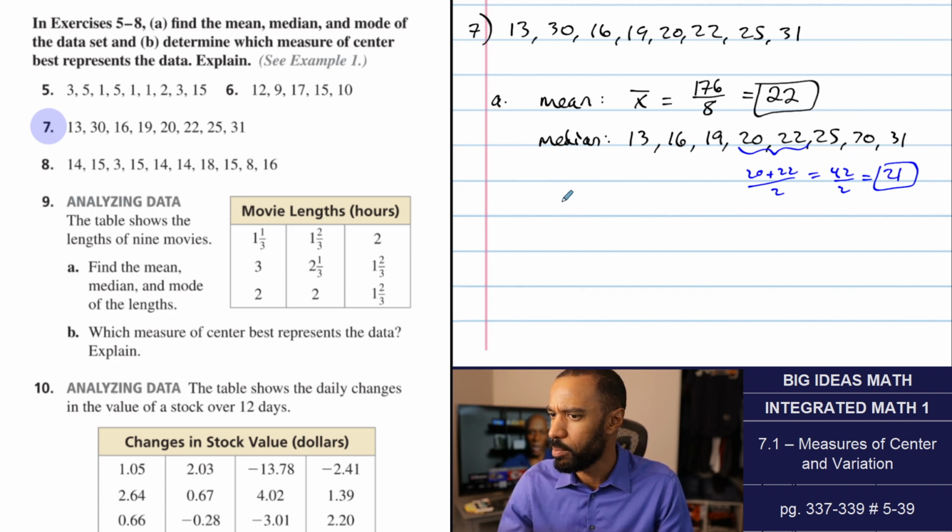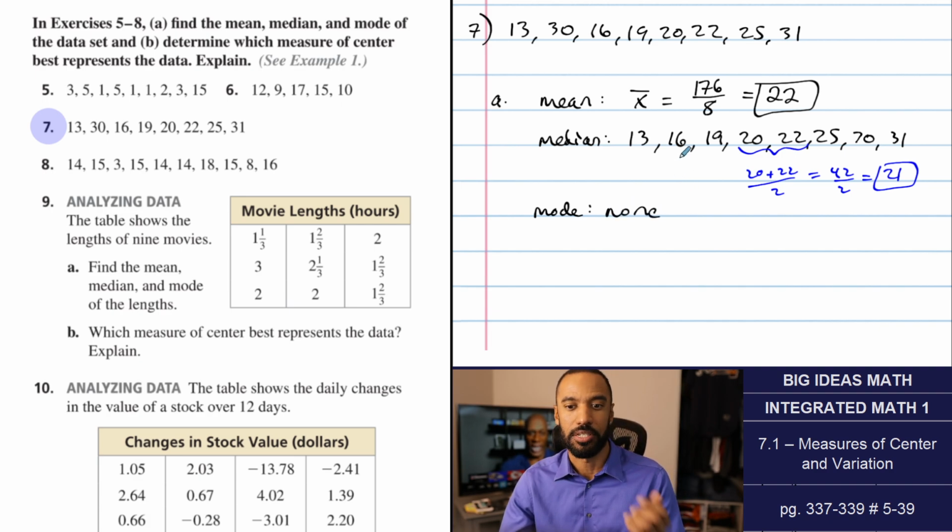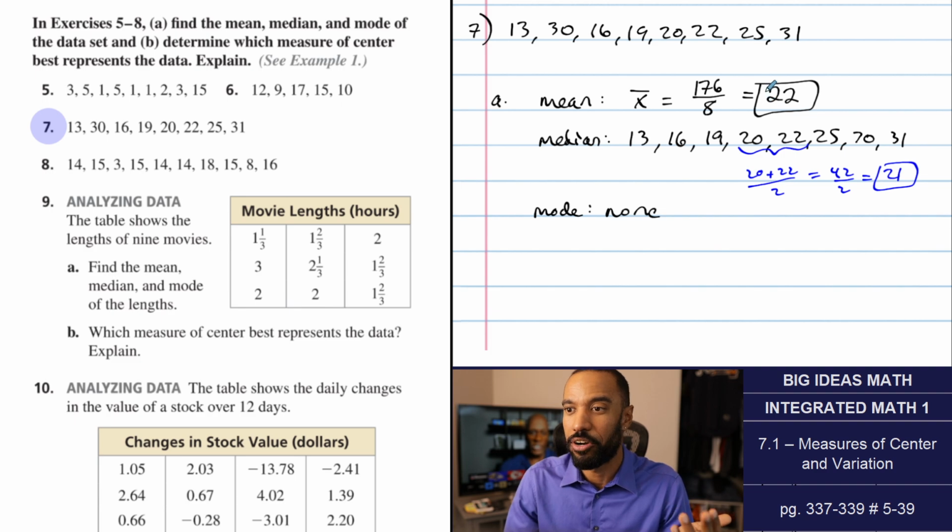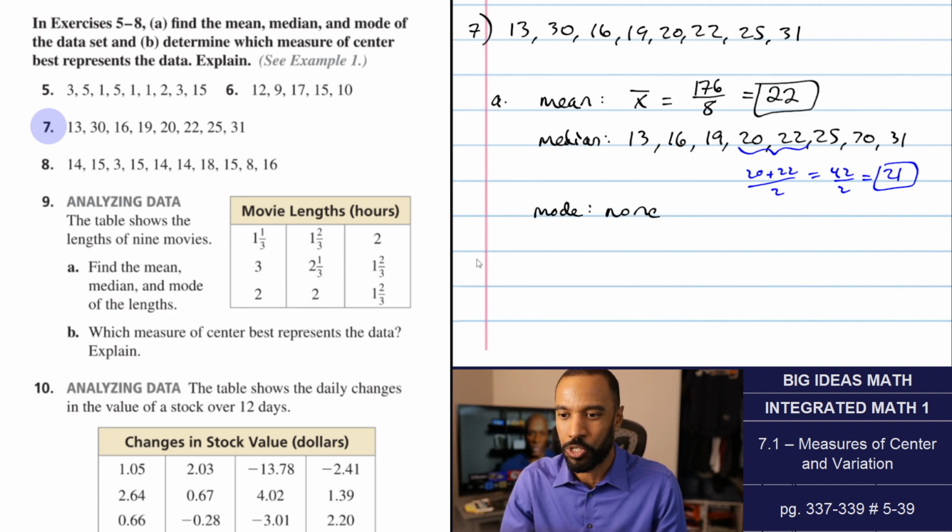Mode, also no repeats, right? Once again, there is no mode. Whoops. Not none, but none. Which one's better to use, 22 or 21? It's argumentative at that point because they're, again, virtually the same thing.